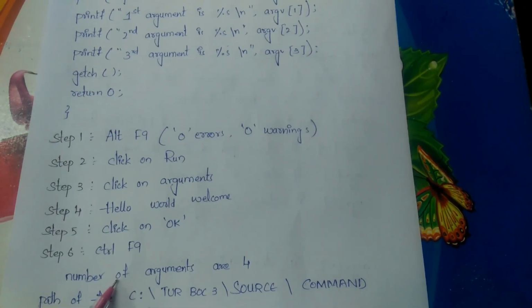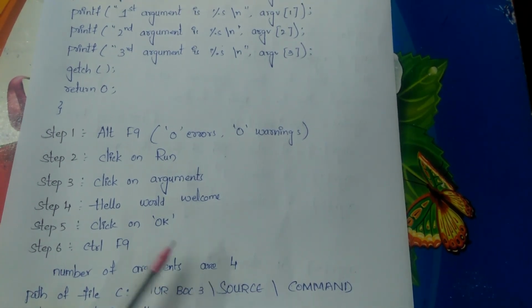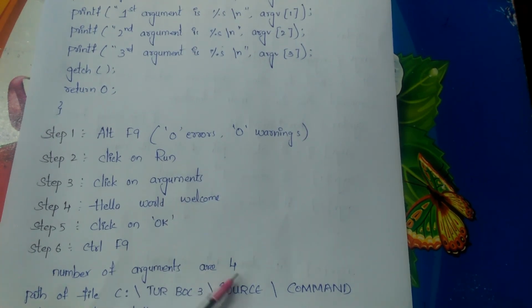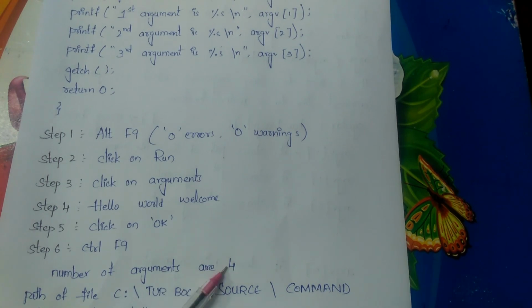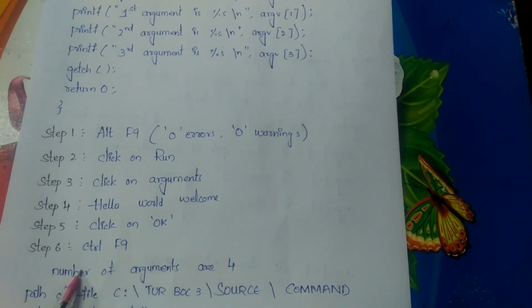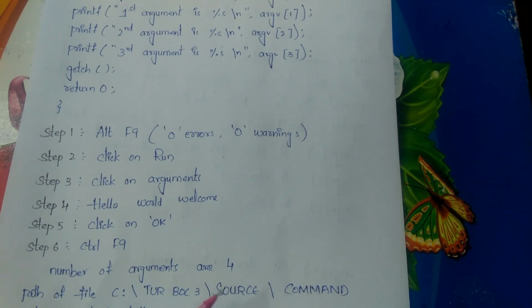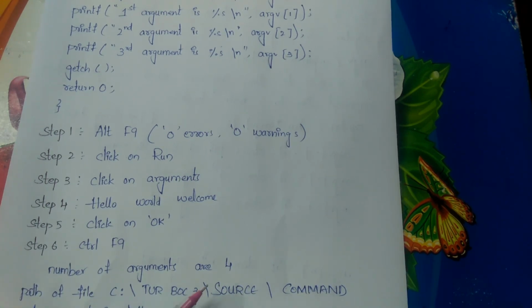Then in the output, the number of arguments is 4. The arguments are 4 because we are giving only 3 arguments and one more argument is already taken by the path of the file. By counting the path of the file and these 3 arguments, it becomes a total of 4 arguments. So by default the compiler takes the path of the file as the 0 argument, nothing but argv[0].